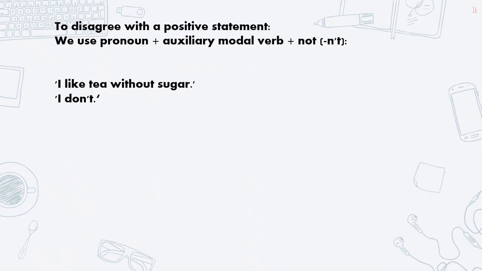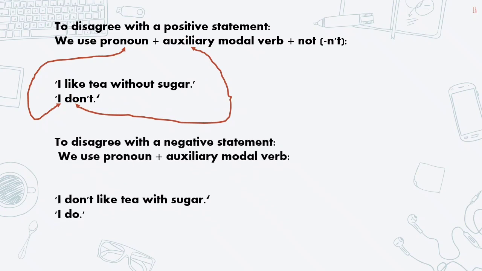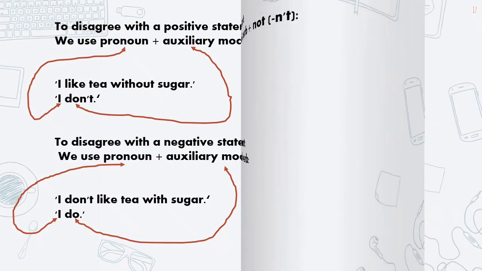To disagree with a positive statement, we use pronoun plus auxiliary modal verb plus not. For example, I like tea without sugar. If you disagree, you say I don't. We follow the question order: pronoun I, auxiliary modal verb do, and then you add not. To disagree with a negative statement, we use pronoun plus auxiliary modal verb. Example, I don't like tea without sugar. Pronoun I, auxiliary modal verb do. So it's different between the first sentence and the second sentence.